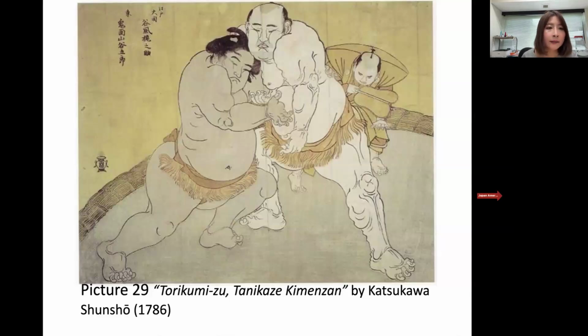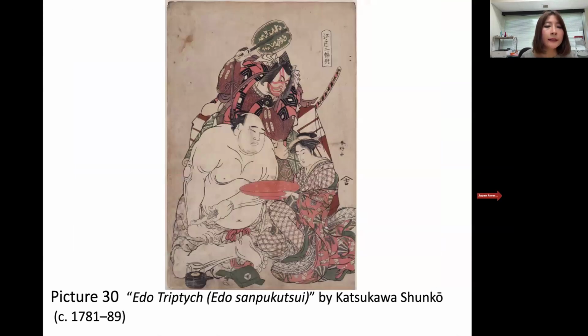The next, please. This is a masterpiece by Shunko, Shunsho's senior disciple, The Edo Triptych. It depicts famous figures from three of the favorite pastimes of the people of Edo. Can you guess what they are? The first is Tanikaze, sumo wrestling.